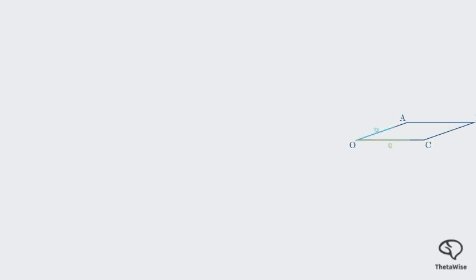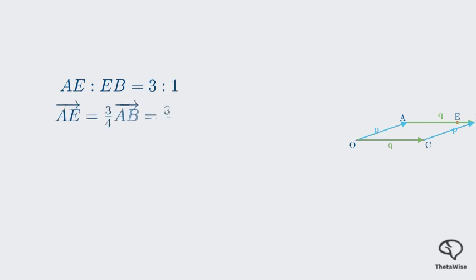Now, let's look at a parallelogram, OABC. This introduces a new property. Opposite sides of a parallelogram are equal and parallel. We are told that OA equals P and OC equals Q. In a parallelogram, this means CB is also P and AB is also Q. We need to find the vector OE, where E is on AB, such that the ratio AE to EB is 3:1. Since AB is the same as OC, we know the vector AB equals Q.